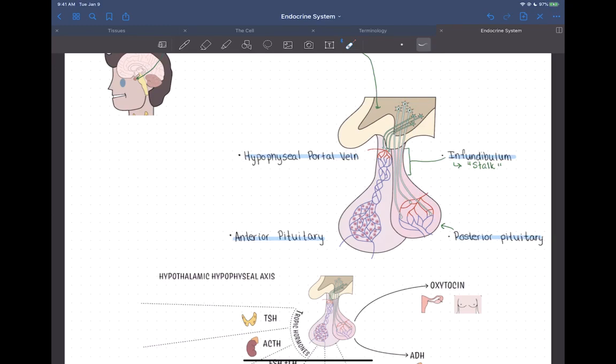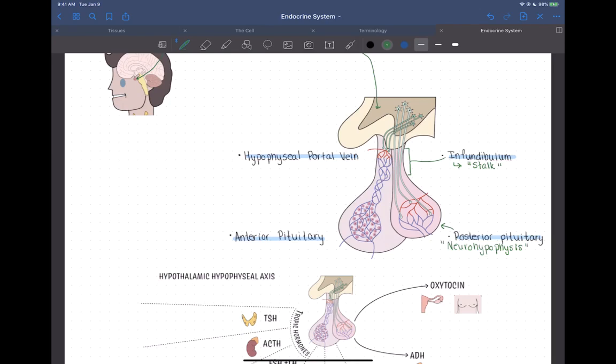So the posterior pituitary, also sometimes called the neurohypophysis, is full of axons from the hypothalamus. That's why neuro, because it contains a lot of axons, and hypophysis is a term for pituitary. So the neurohypophysis contains a lot of axons from the hypothalamus.